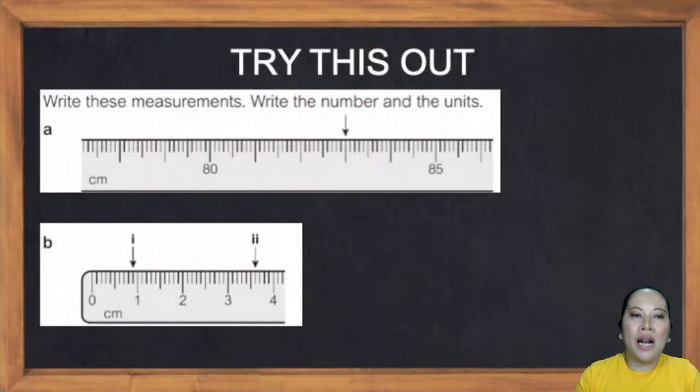So this is where your understanding of number lines comes in. If you are asked to find the measure, what will be the measurement, and to write the number and the units, the first thing that you have to do is identify what the measurement is.